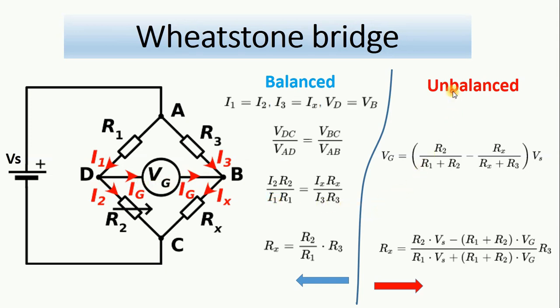Now again, if this is not balanced, then we still have a voltage here, VG, and the device error will also be there, same as the voltage divider. But the advantage is that when we are in the balanced state, then we don't have this device error.